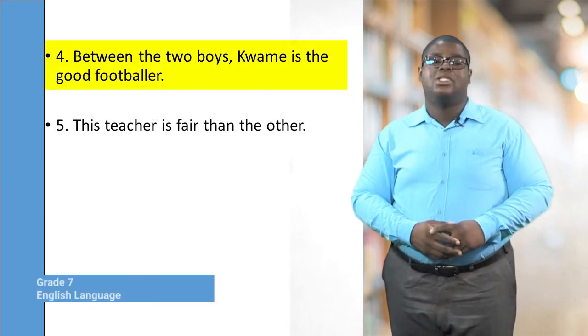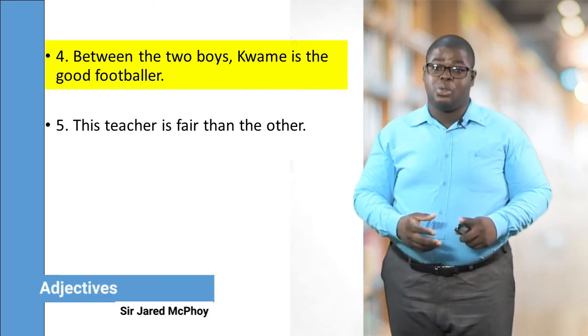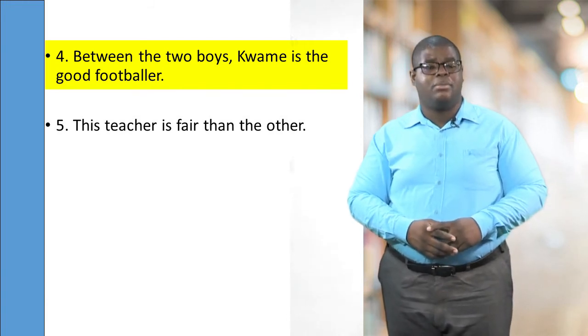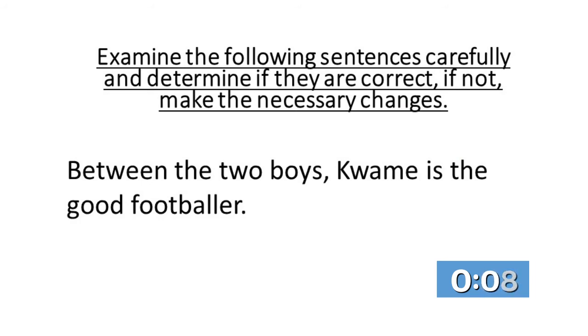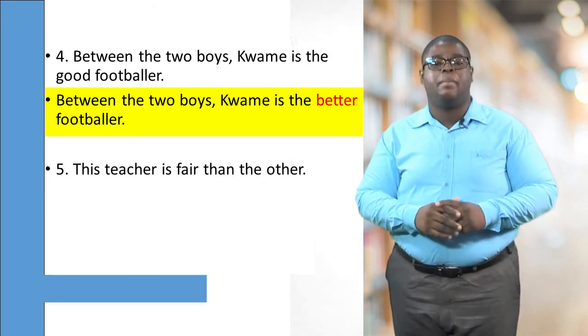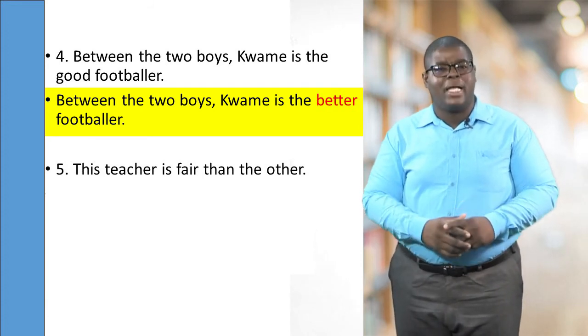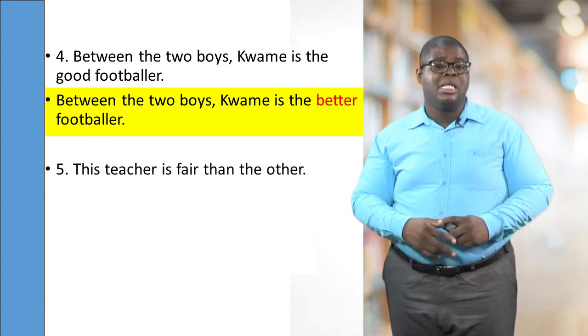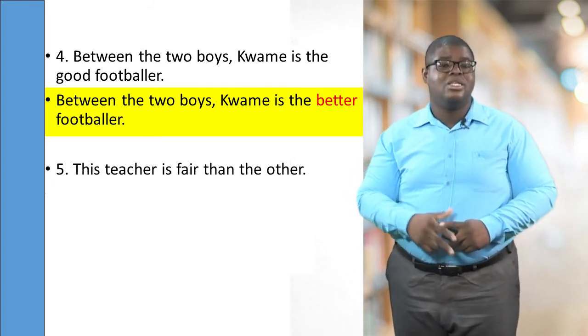Number 4. Between the two boys, Kwame is the good footballer. What is the answer? Between the two boys, Kwame is the better footballer. Because what? We're dealing with the comparative case. We're comparing two persons here, these two boys.